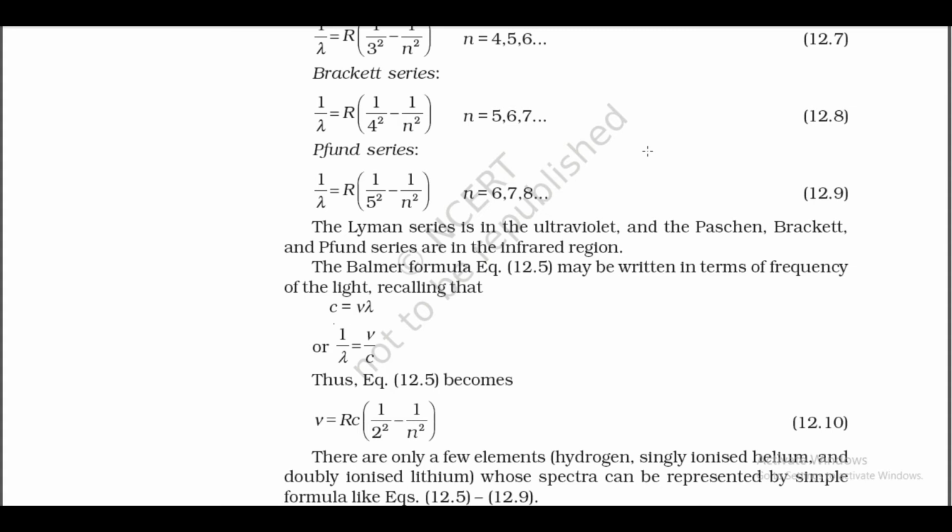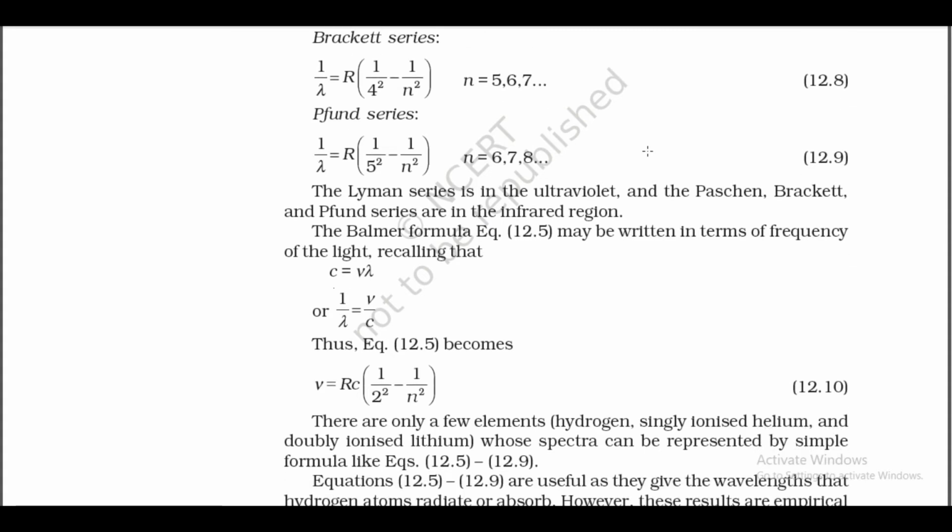The Lyman series is in the ultraviolet and the Paschen, Brackett and Pfund series are in the infrared region. The Balmer formula, equation 12.5, may be written in terms of frequency of the light, recalling that c is equal to nu lambda, or 1 by lambda is equal to nu by c. Thus, equation 12.5 becomes nu is equal to Rc into 1 by 2 square minus 1 by n square.